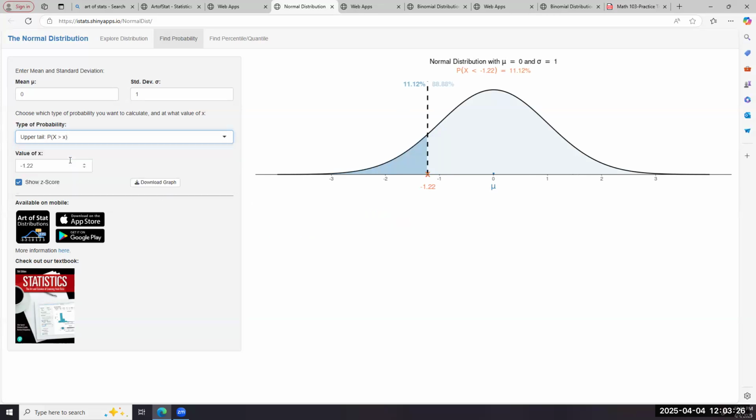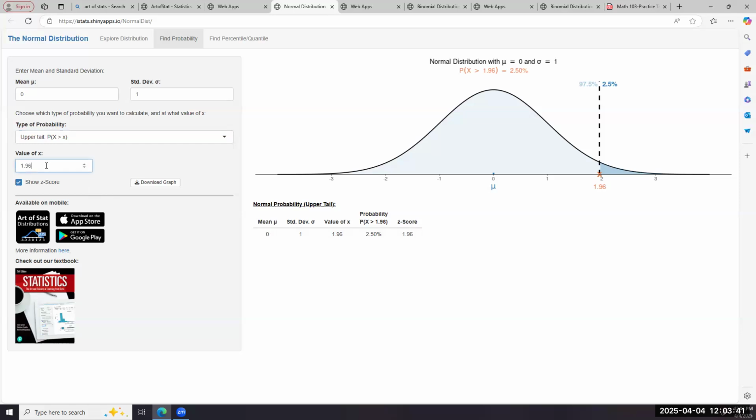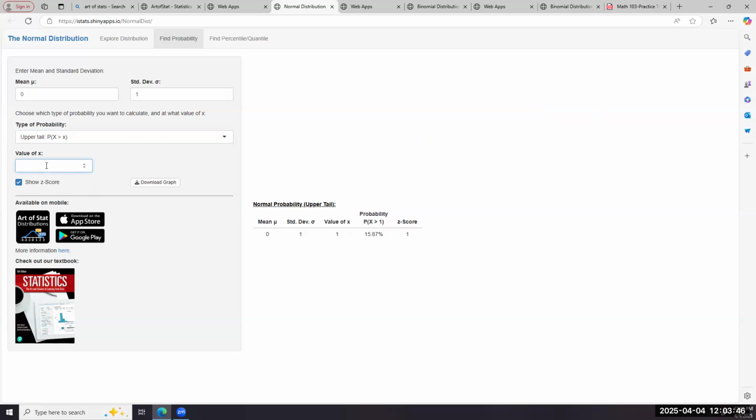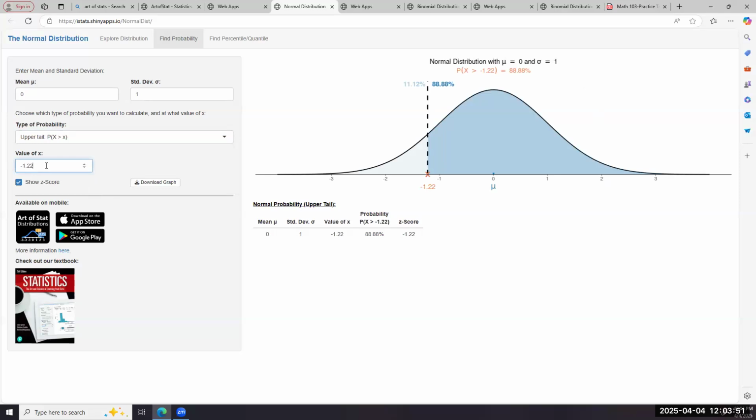So that was wrong. See, that's the area to the right. So the area to the right, as you can see, is going to be... No, I didn't. The value of x is here, sorry. X is negative 1.22. That's it. You see negative 1.22, the result is 88.88%. So exactly as I did it with the table.